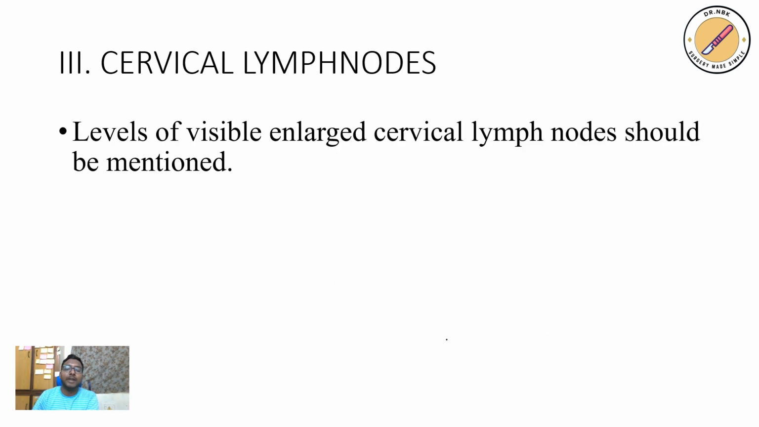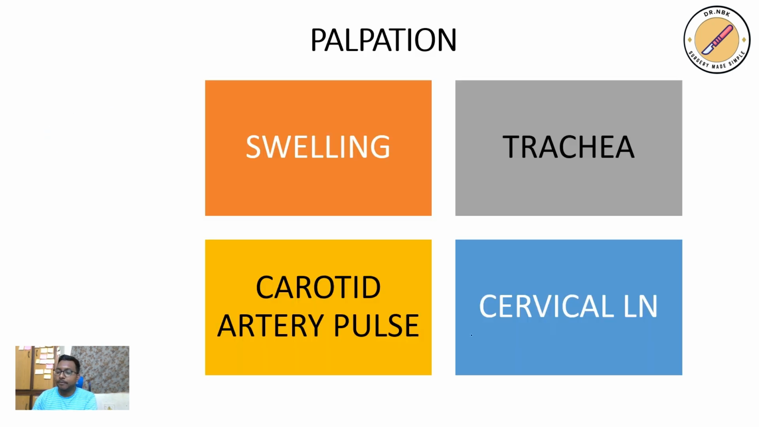Next. Whenever you have got visible cervical lymph nodes, you need to mention which level of cervical lymph nodes are enlarged, right? Moving to palpation, in addition to whatever we have examined in inspection, one important additional thing that will come here is carotid artery pulse. We will see how we need to check it.